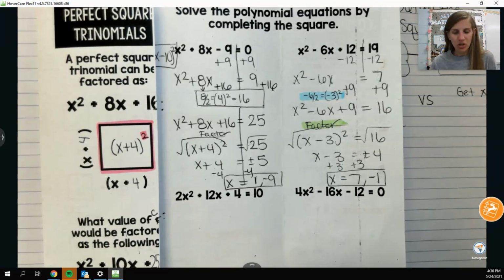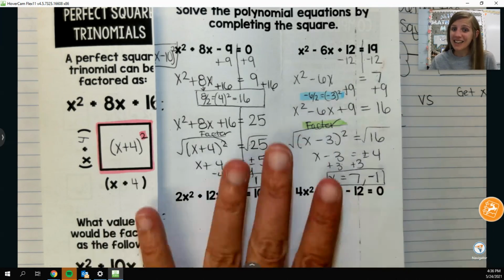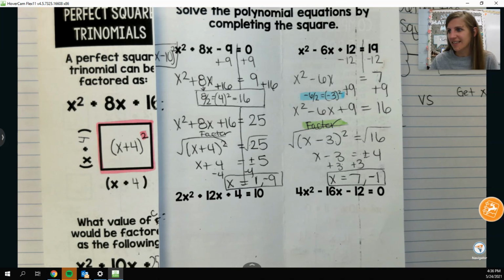Oh, those Algebra 2 teachers, they get to do so much fun stuff with you guys. All right, I know this is tricky, but try your very best, guys. You can do it.